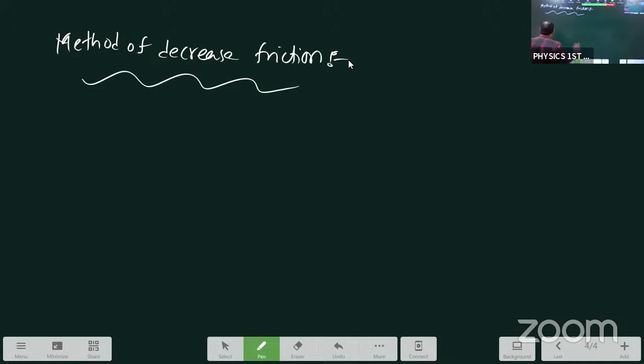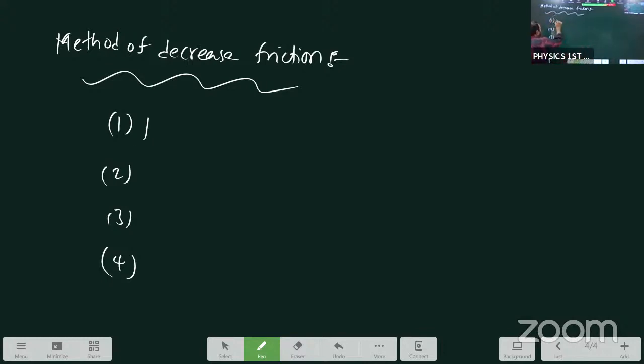For this method of decreasing friction, there are total 4 methods. One method, 1 mark: one side heading with explanation, another side heading with explanation, like that. 4 side headings. Highlight the side headings. When this question comes in the examination, you write side headings with a small point. First of all, I will give you the complete explanation.